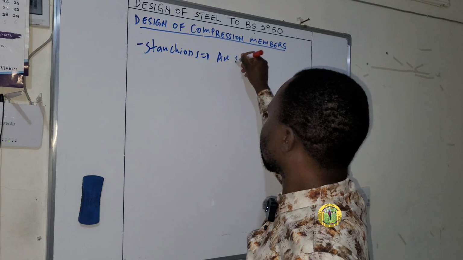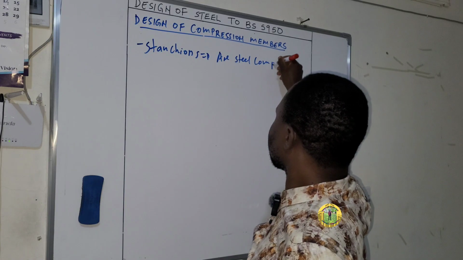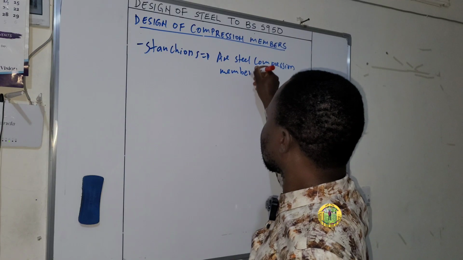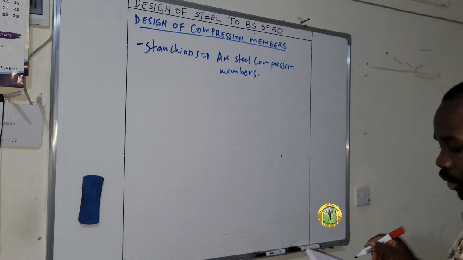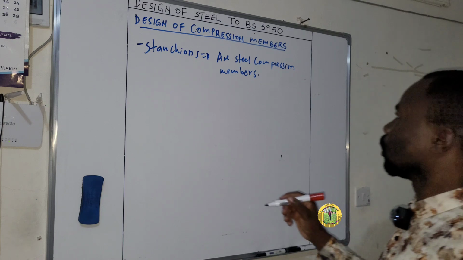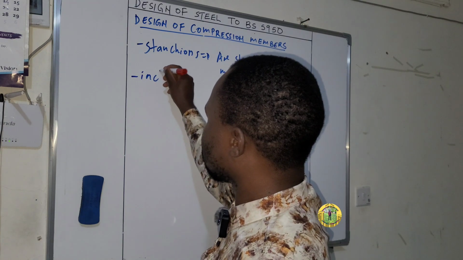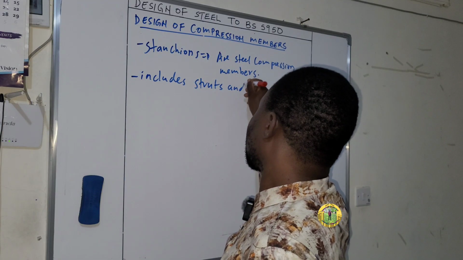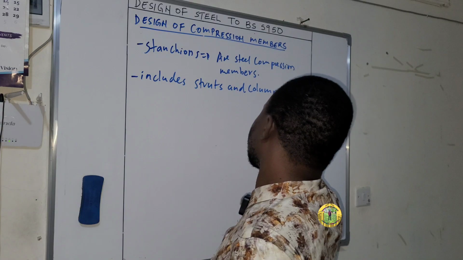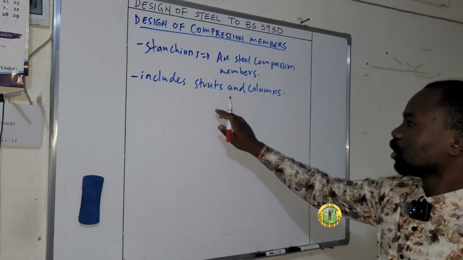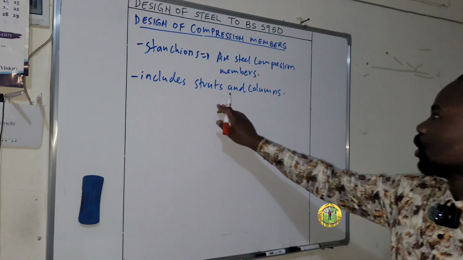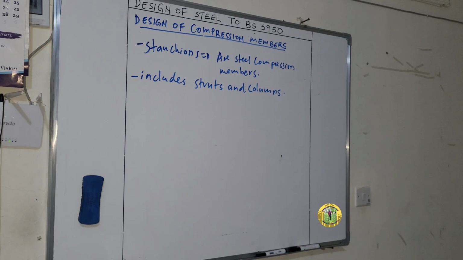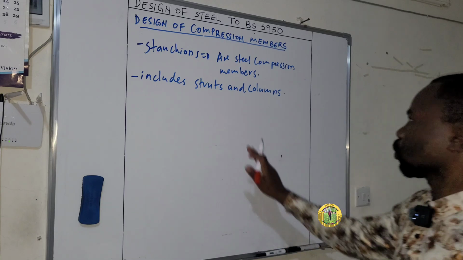Steel compression members include struts and column. Some of you may not be able to differentiate between the struts and the column. Struts and column are two different terms. So let's begin with struts.